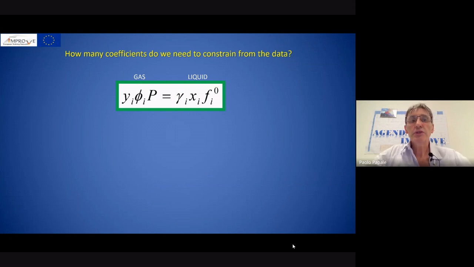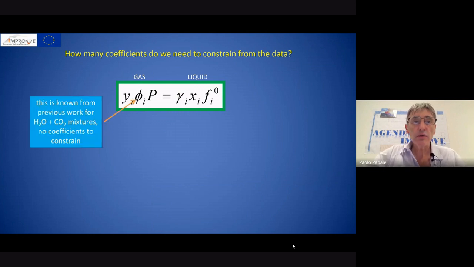Let's refer to the general equilibrium equation that we have here. On the left-hand side, we have nothing to estimate, as the fugacity coefficients appropriate for water-carbon dioxide mixtures over the pressure-temperature conditions of our interest are known from previous work. We have discussed that abundantly in lesson number 5. On the right-hand side, which deals with the liquid part of the equilibrium, the situation is unfortunately less favorable.